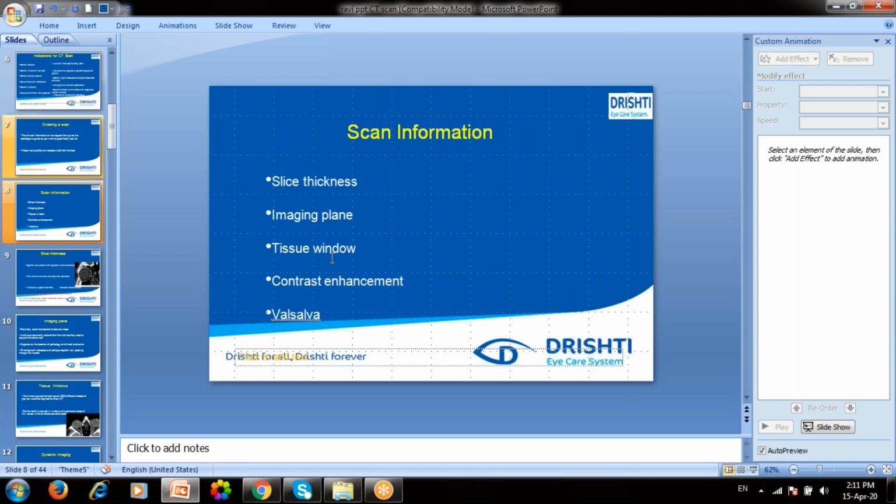These are the scan information we need to know: the slice thickness, imaging plane, tissue window, contrast enhancement, and Hounsfield scale. All these things I will explain on the slides.